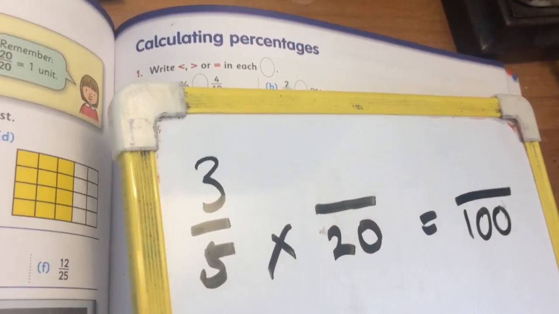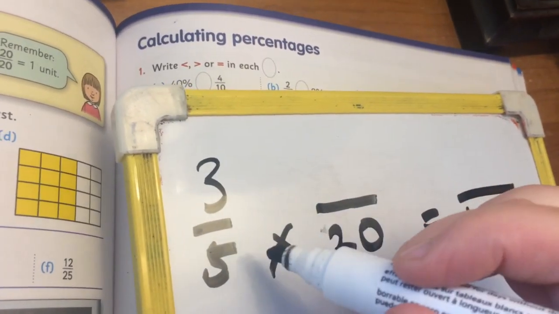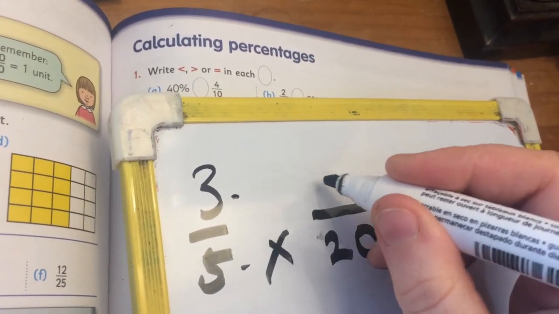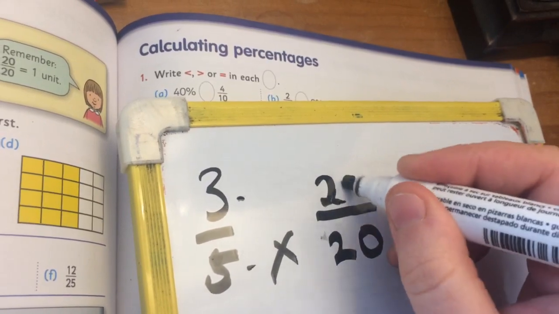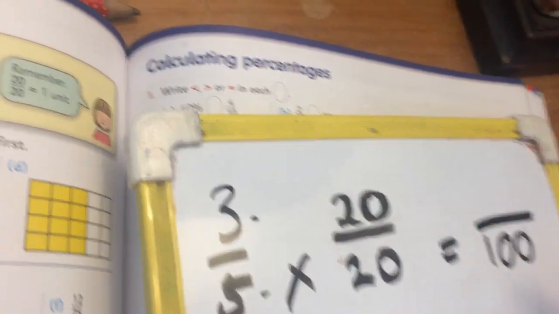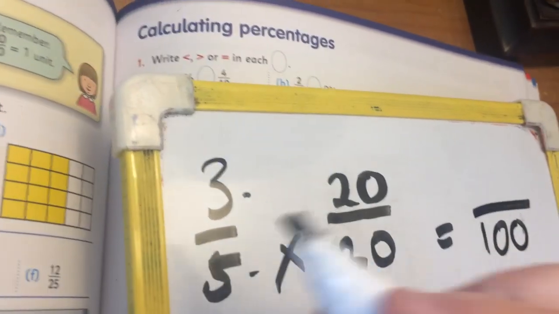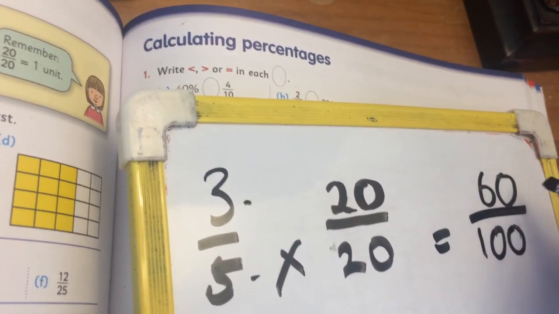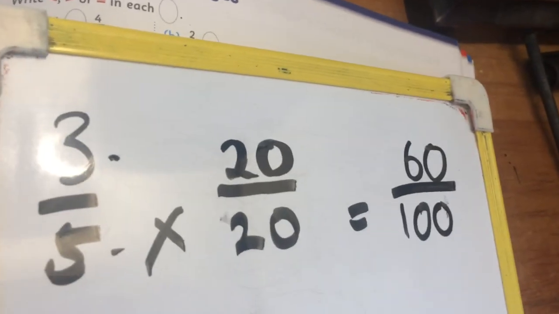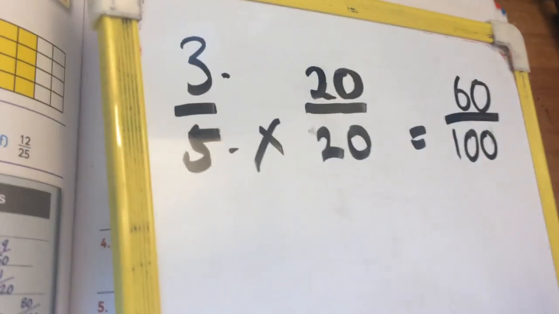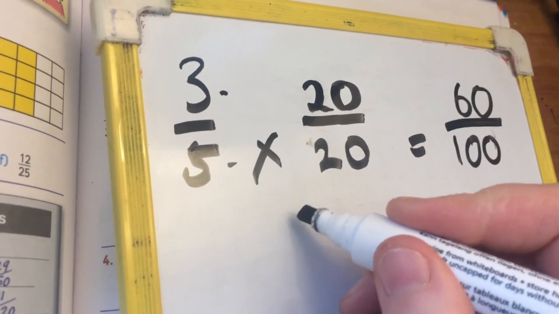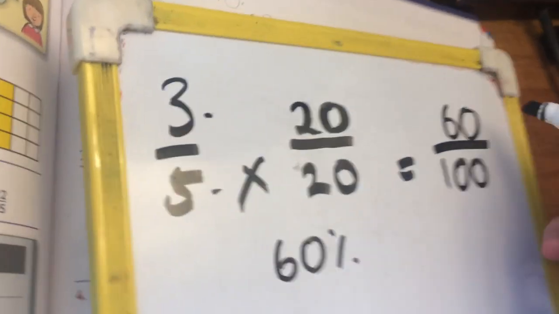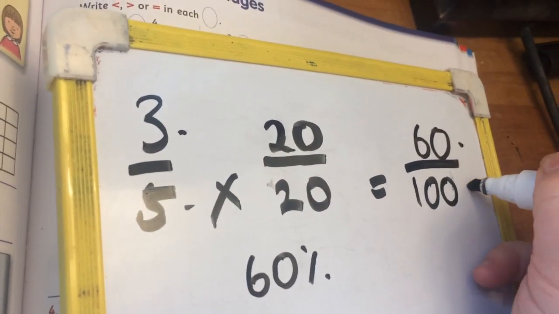Now, we know that if we want the fraction to stay the same, what we do to the bottom, we must also do to the top. So we're going to say 20 multiplied by 3. So 3 multiplied by 20, what is the answer? The answer is 60. So that is our hundredths there. And now we know that that is equal to 60% because it's 60 out of 100.